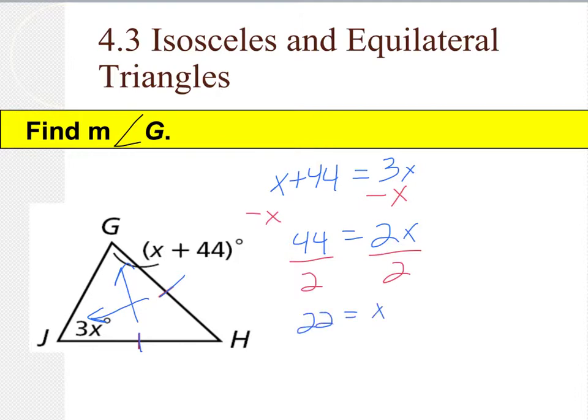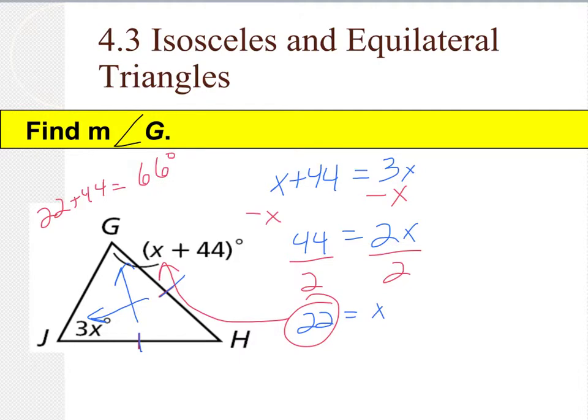Now the question is, are we done? The answer is no. We found x. We haven't found G yet. So take that 22, and what do we do with it? Plug it back in. We plug it back in to get 22 plus 44, and our answer is going to be 66 degrees. Awesome.